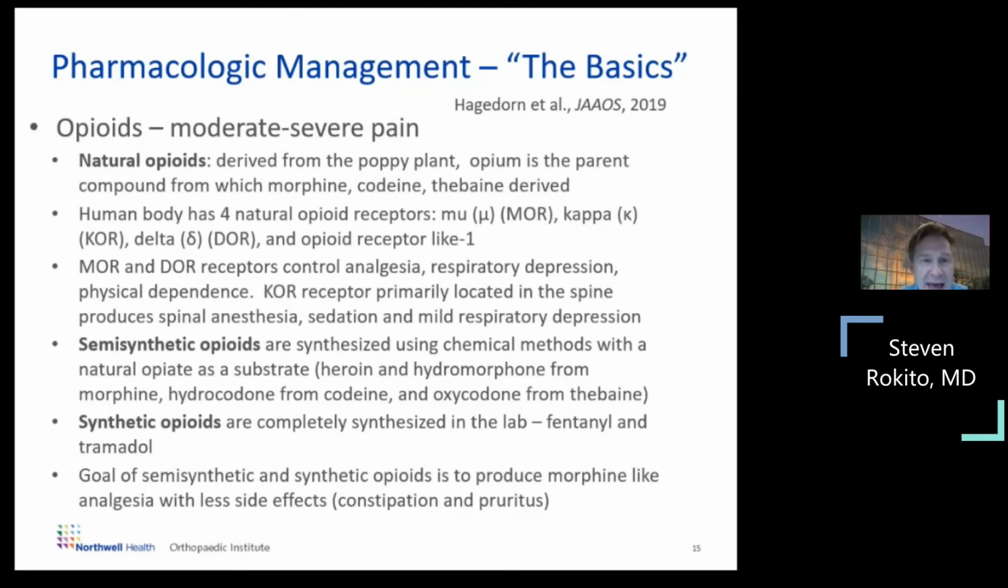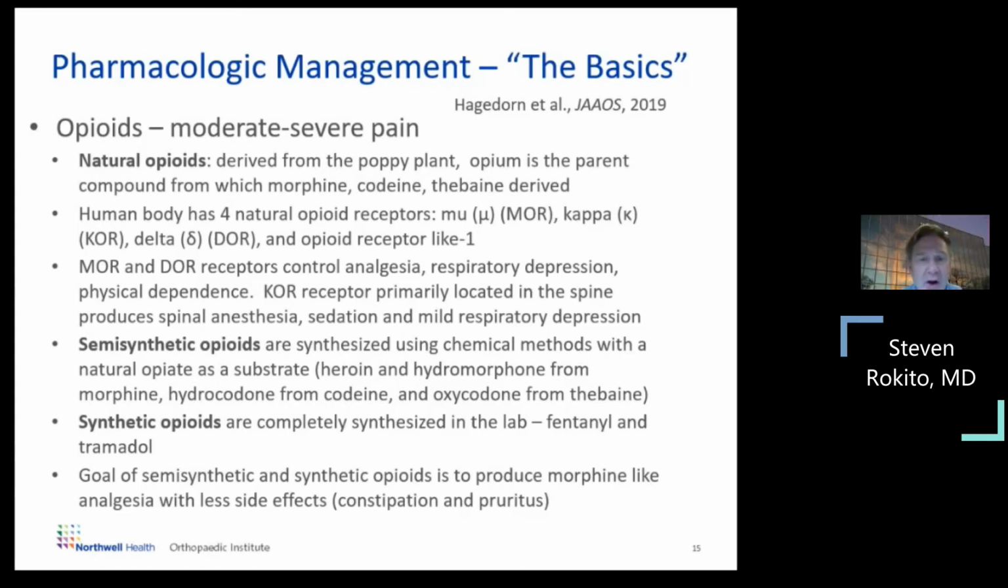The receptors, the M and the D receptors, control analgesia, respiratory depression, and physical dependence. And that's the key. We're looking for the analgesic effect. However, the common side effects include respiratory depression, and when given in multiple high doses for extended periods of time, there's always the concern for addiction with physical dependence. Kappa receptors, another receptor located in our body, is in the spine, and it produces spinal anesthesia, sedation, and mild respiratory depression.